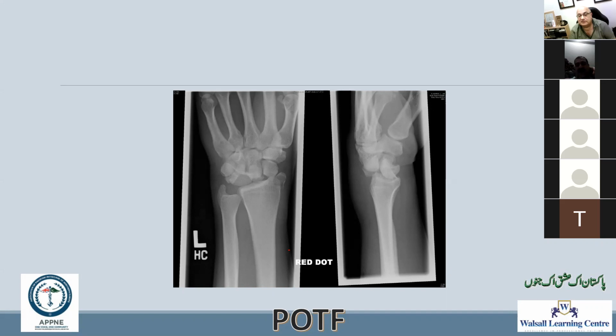Sir, dorsally, because you have to reconstruct the ligaments. Yes, sir, we will open dorsally because of that. But if it doesn't work, you can also open volarly. You can open both sides. But try to open dorsally and see if you can reduce it.